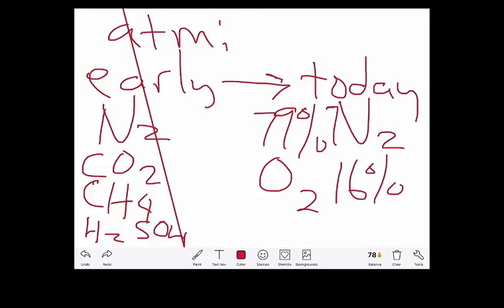That gets us to about 95% of Earth's atmosphere, the remaining being water and the noble gases, those period 7 gases, helium, neon, argon, krypton, radon, that have full electron shells in the valence level. They're the non-reactive gases.